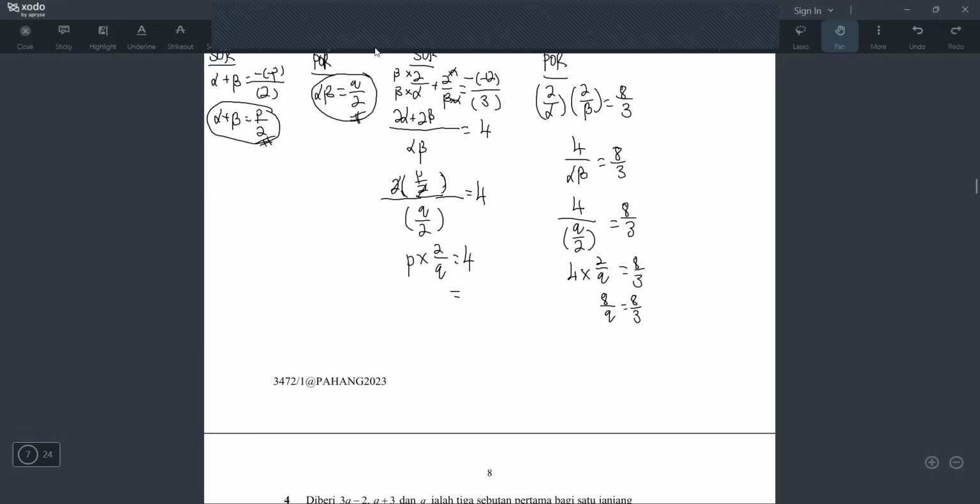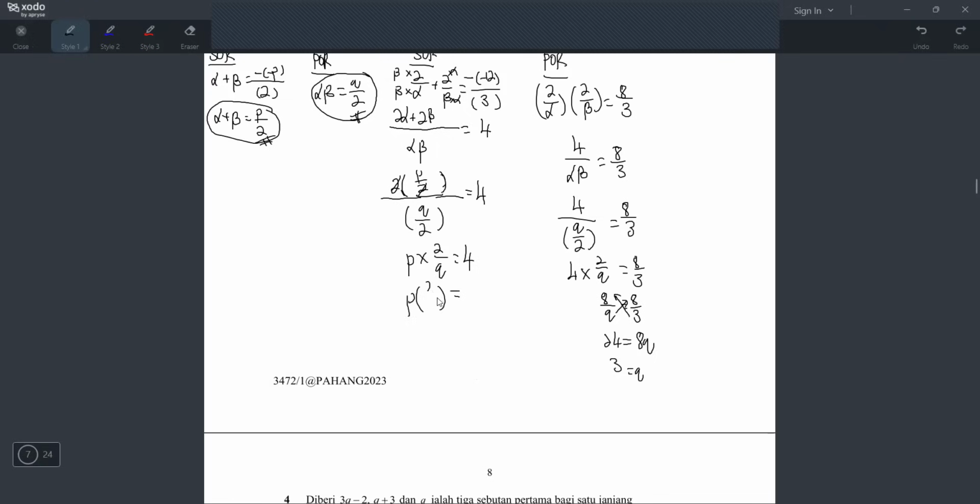So now how to find your Q? You can cross multiply. So cross multiply: Q times 8 is 8Q, 3 times 8 is 24. So your Q will be 3, right? But you still have to find your P. So since now you found your Q already, now you can substitute inside here. So it will be P times 2 over Q, which is 3, I found it just now, equals to 4.